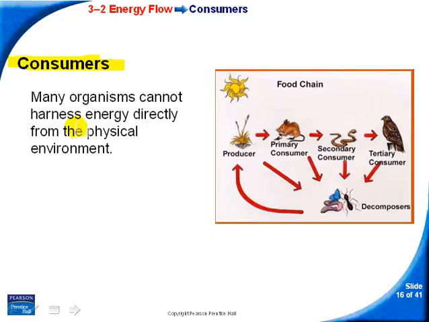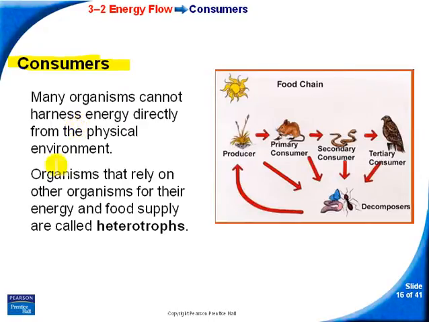They can't take the energy from the physical environment, so what they do is they rely on other organisms for their energy, and these are called heterotrophs, as opposed to an autotroph, which produces its own energy. And here you can see a picture. Here's a producer, and the mouse right here will eat the producer, and then a snake would then eat that first consumer, which we call primary consumer, and then say a hawk would then eat the snake. And what we have here is a food chain, which we'll revisit in a few minutes.